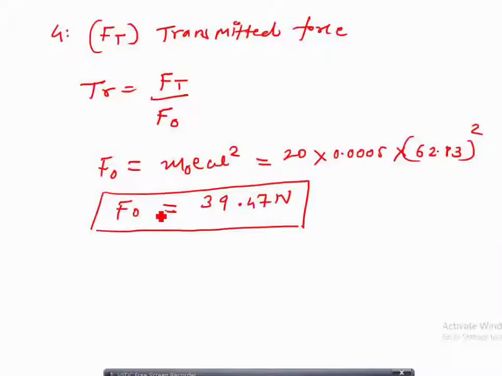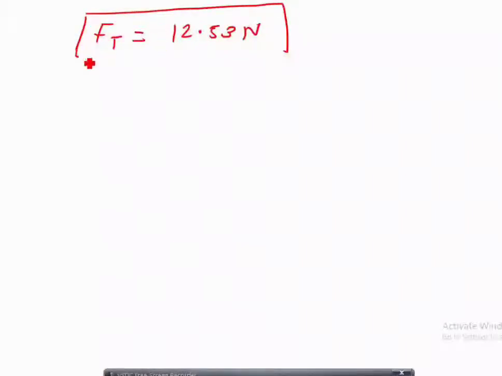Now once you get this, what is Tr? Tr is equal to 0.317, which is equal to Ft upon 39.47. So from this I am getting Ft, that is the transmitted force, is equal to 12.53 Newton. Now how can you check that your answers are correct?